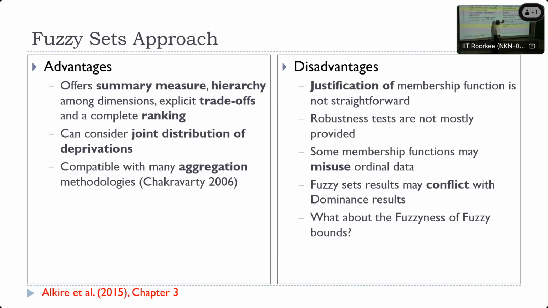Sometimes fuzzy set results conflict with dominance results. I will show you a couple of examples. And then, of course, I make a joke of this one, but it's a serious one. What about the fuzziness of the fuzzy bound? They said their main goal was to be vaguely correct rather than precisely wrong. And that's why they have the upper bound and lower bound, right? So I asked them, what about the fuzziness of your fuzzy bounds? Wouldn't they be changing as well? What about the robustness with respect to them? In general, no answer.